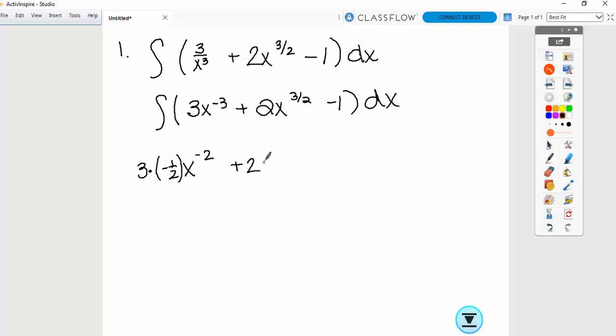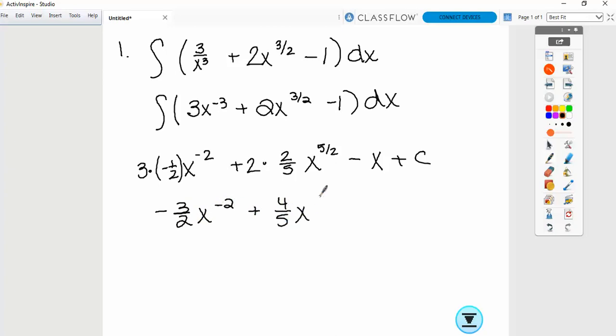Okay, so that 2 just stays. 3 halves plus 1 is 5 halves. Reciprocal in front, so that's a 2/5. Minus antiderivative of 1 is just x, and then we put the plus c on the end. So if you just simplify, you get negative 3 halves x to the negative 2 plus 4/5 x to the 5 halves minus x plus c.